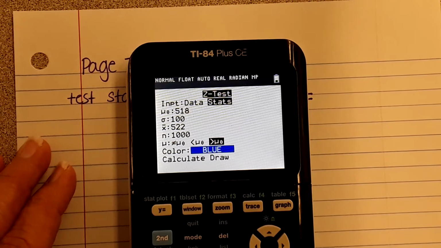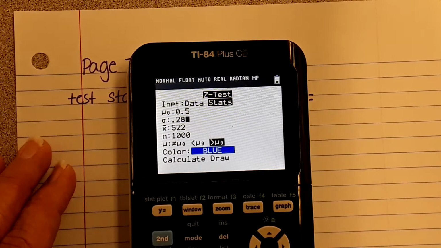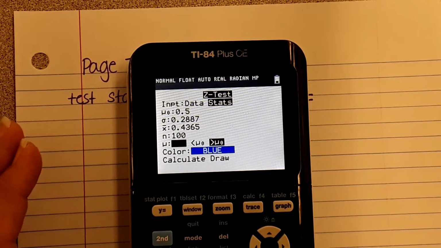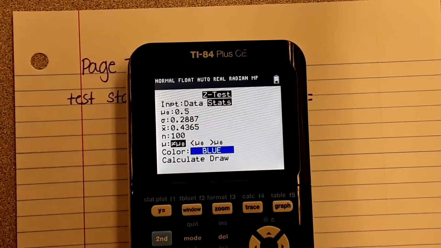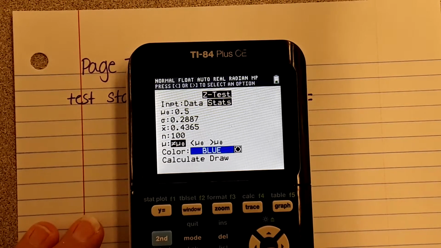What was our mu again? 0.5, right? Sigma was 0.2887. And our X bar was 0.4365. And our N was 100. Okay, what was our alternative hypothesis? So we're going to pick the first one. Remember, in the calculator, that is your alternative hypothesis, which makes sense because the null hypothesis is always equal to. And then we're going to hit calculate.